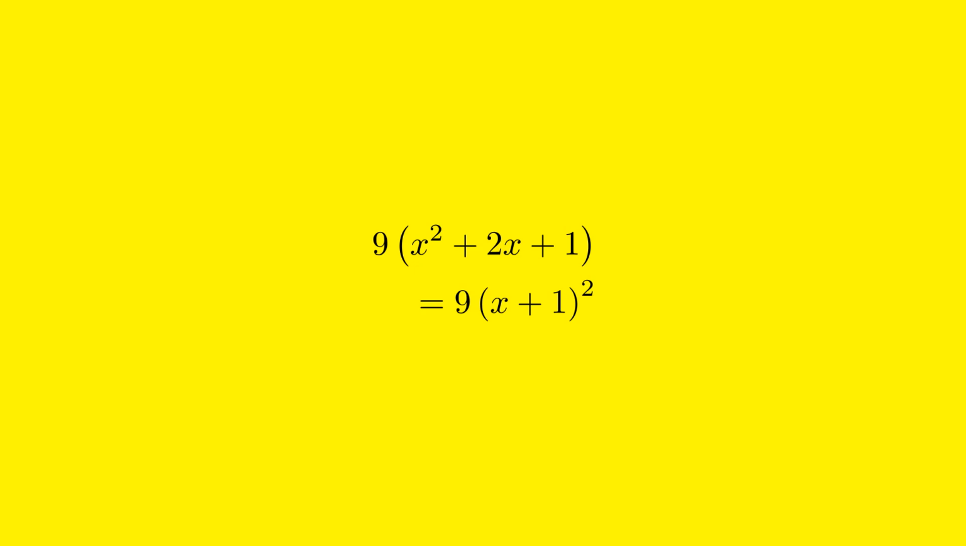Therefore, the original expression, 9 times the quantity x squared plus 2x plus 1, transforms to 9 times the quantity (x plus 1) squared. This final form indicates that the quadratic expression has been fully factored and simplified.